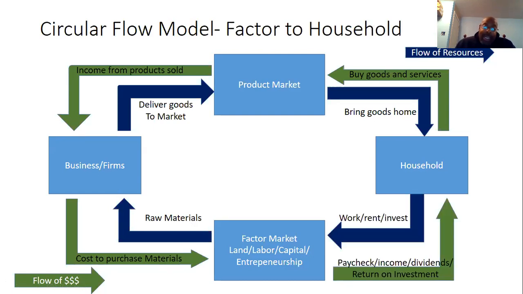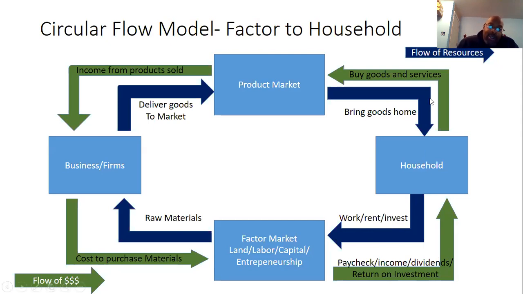And the last one in this scenario that we're going to look at is the relationship between the factor market and the household market. With the factor market and the household market, what we're recognizing is that we receive a paycheck, or we receive income, dividends if we invest in the company, or return on that investment for the work that we put in, or for the rent of our property that we're letting the business rent, or the investment that we put in. So this is how the flow of the product works.